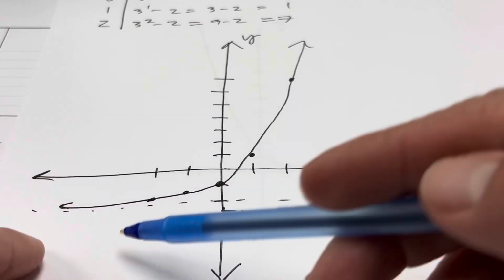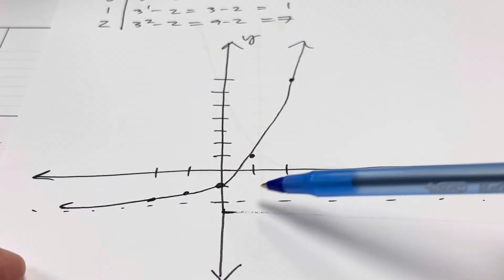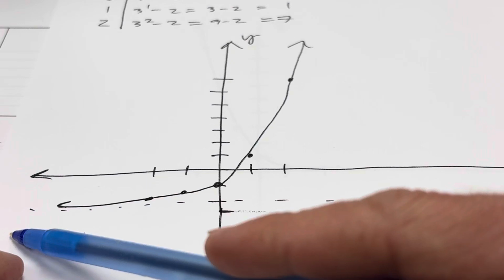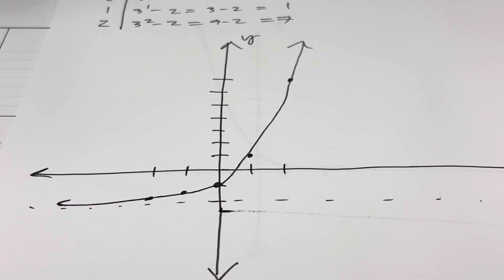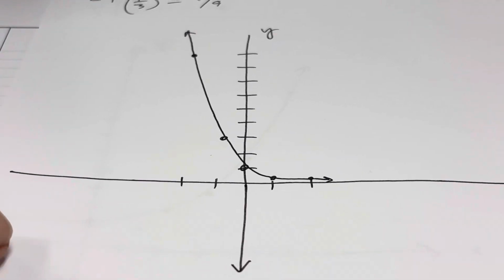If I had this on Desmos and I just kept going to the left forever, it would basically look like it's at y equals -2, but it would never go below it. All right, we're just going to continue here with some more graphs.